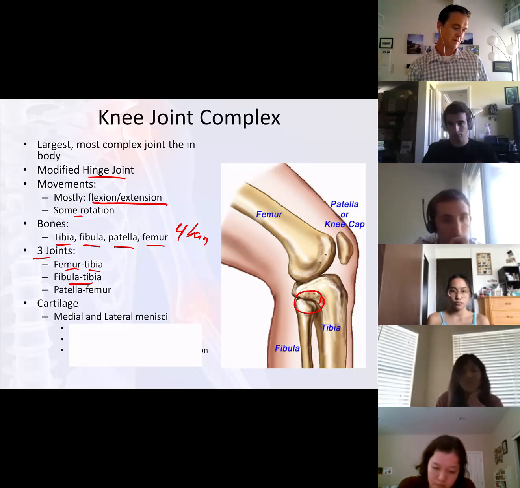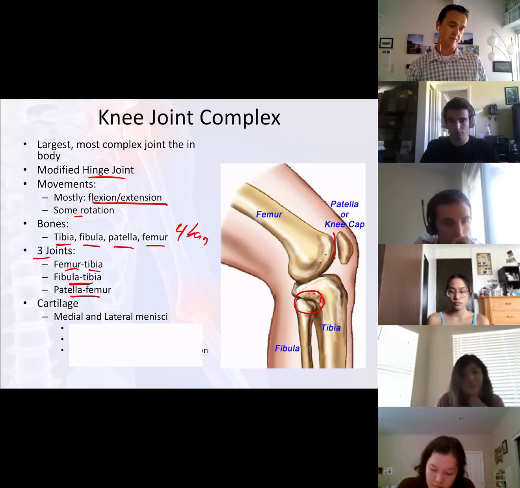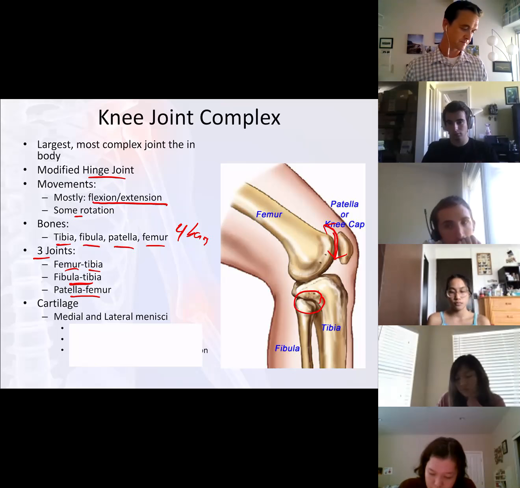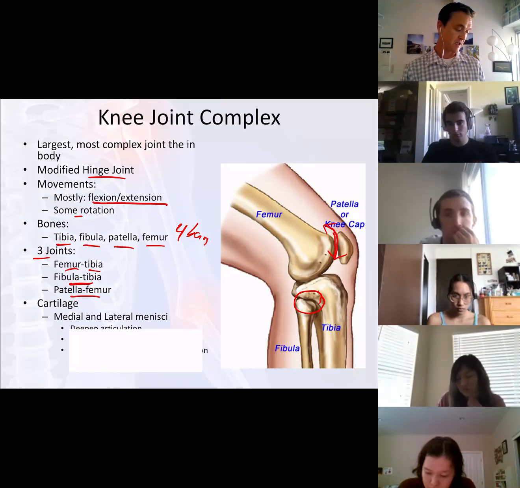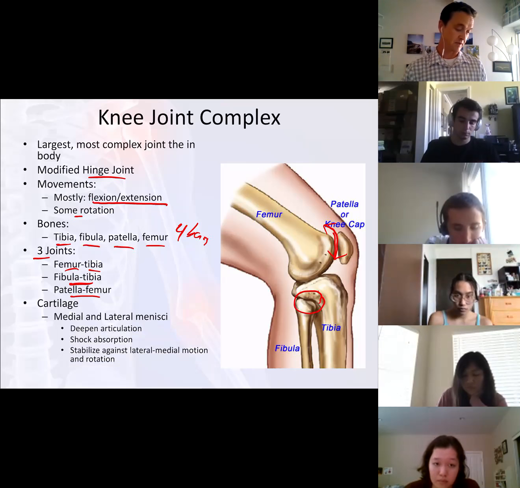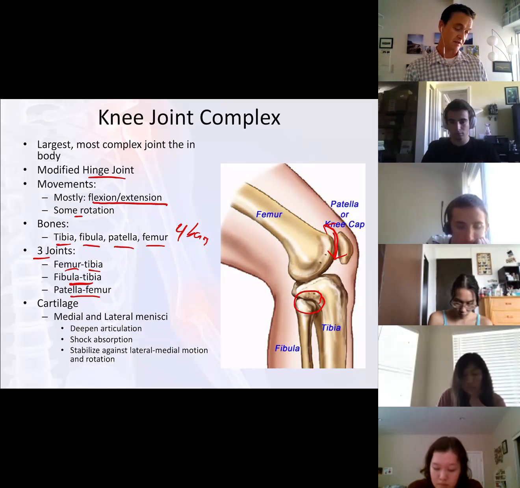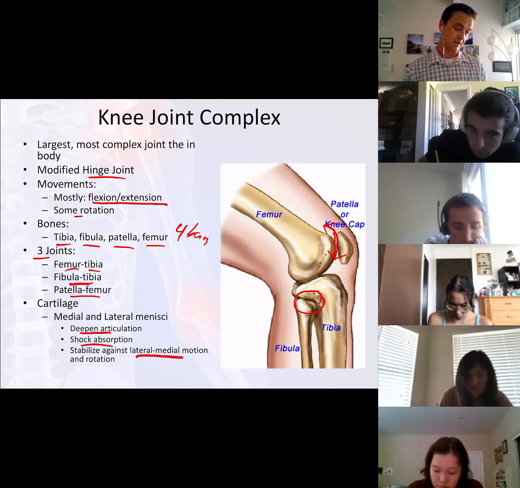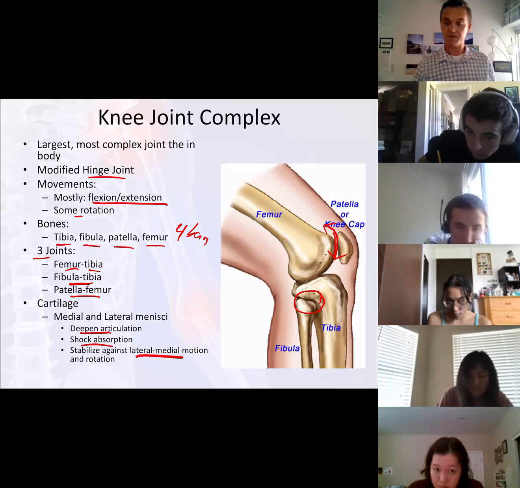Okay, and then we have the patella sliding over the femur right here. Okay, that's our last articulation there. That patella slides back and forth over the femur. Okay, and as we've already mentioned, the cartilage in the knee, we have the medial and lateral menisci. Okay, these are very helpful for deepening the articulation, shock absorption, and then really giving us some more stability from any lateral or medial movements of the knee, as well as rotation.